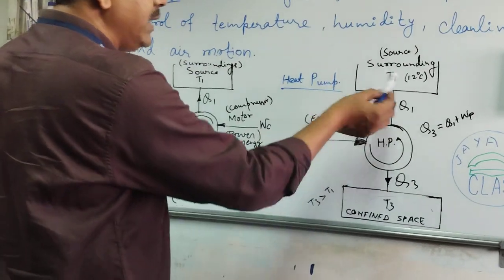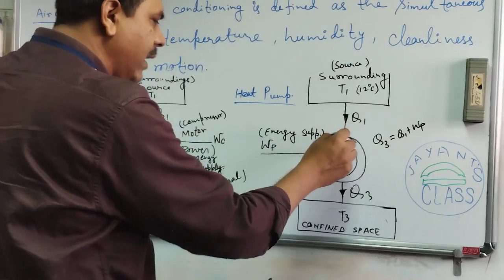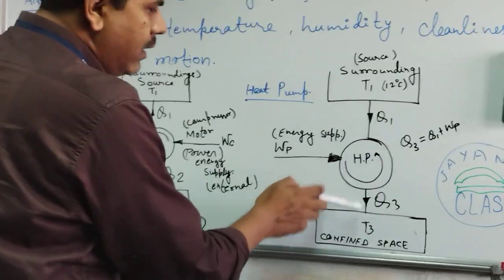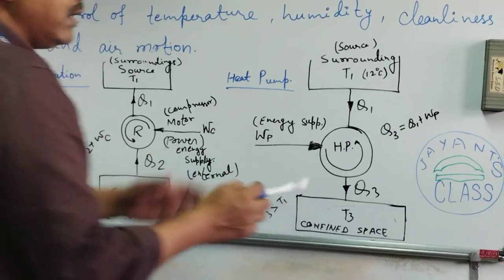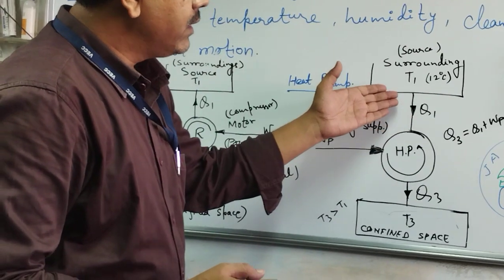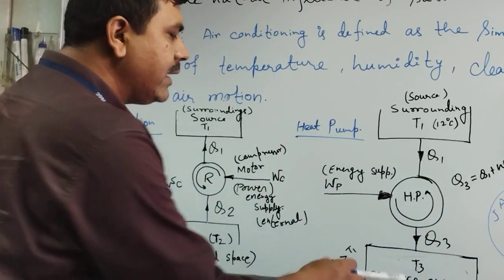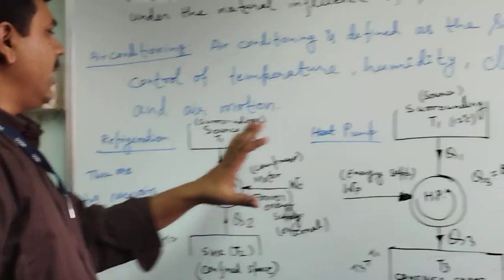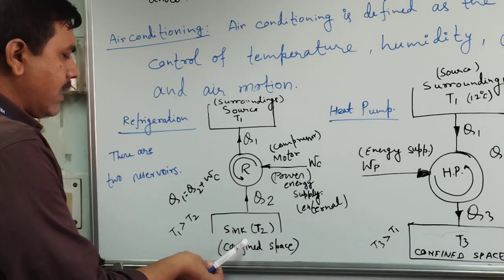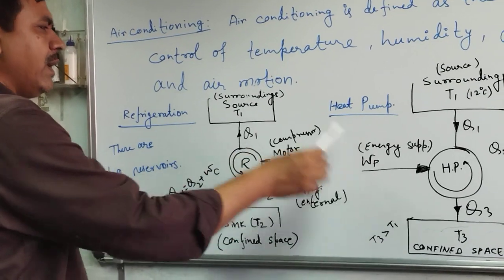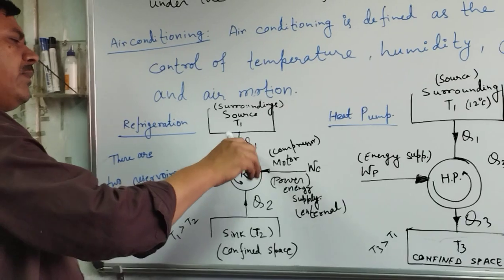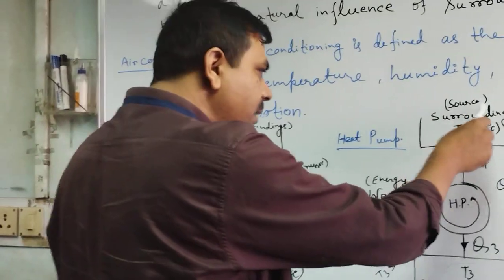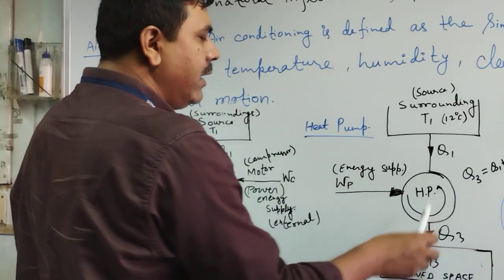Therefore, the heat pump receives the heat from the surrounding, applies the pump work, and delivers the heat. This delivered heat is more than the received heat, as the temperature of the room is more than the surrounding temperature. Here the work is the same for both. In the refrigerator, the confined space delivers the heat outside to the surrounding. Here the heat pump receives the surrounding heat and delivers it to the room.